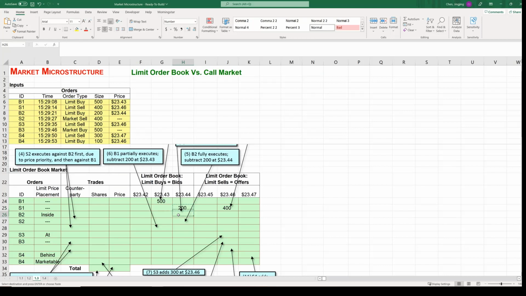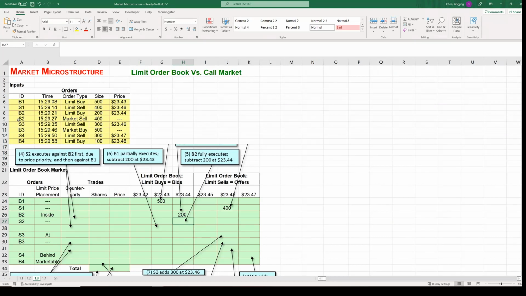I think I should move it down to the third row. Okay, so the second row is for the sell order, and this is for the third row. And then moving on to the fourth one.